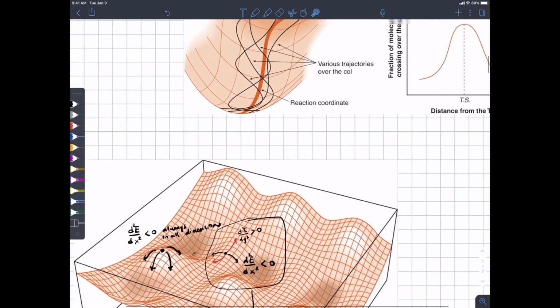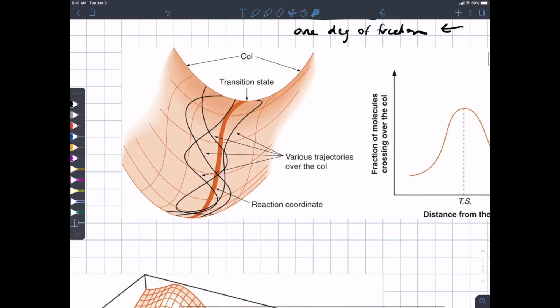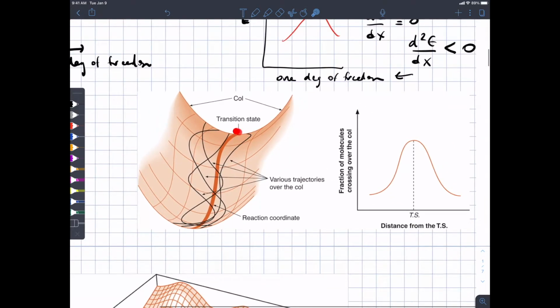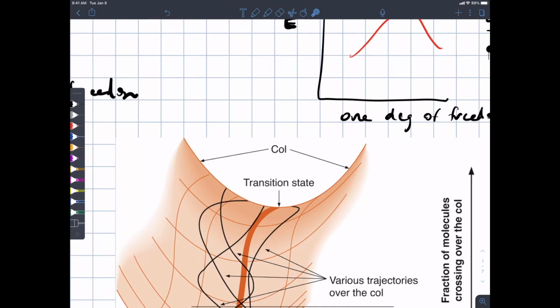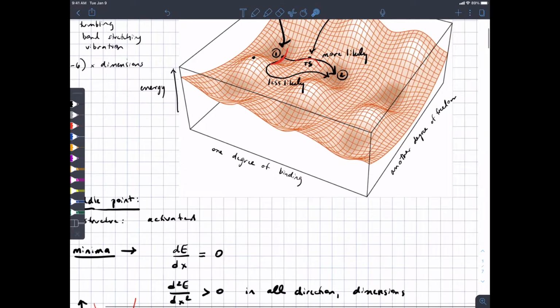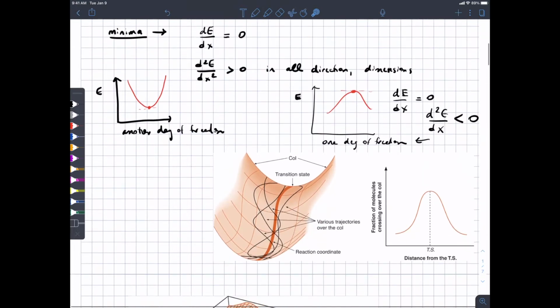There are a couple of interesting terminologies that are sometimes used. This is the transition state. This is one of those saddle points. And the edge of that saddle is sometimes called the col. I don't know why. Maybe that's a mountaineering term. I tried to look it up and I couldn't even figure it out. But the col represents the variation in energy along every other dimension other than the one that gets you over the saddle point.